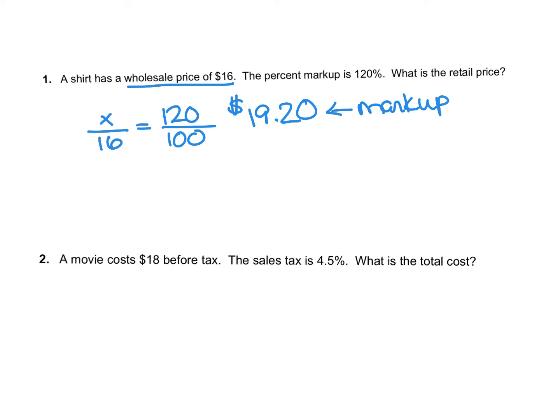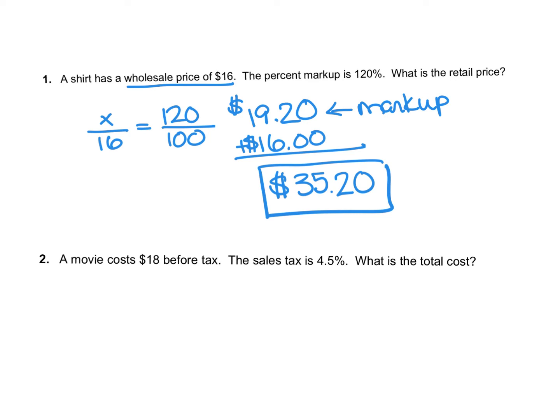So you have to take that markup and add it back to the $16. We're going to add the original $16 that the store paid, and that's going to become our retail price. So I'll take the $19.20 plus the 16, and the store is going to charge people $35.20. Now, the $19.20 is the amount of profit that the store is going to make on the item. The $16 is how much they paid for it, and so that's how we got the $35.20.